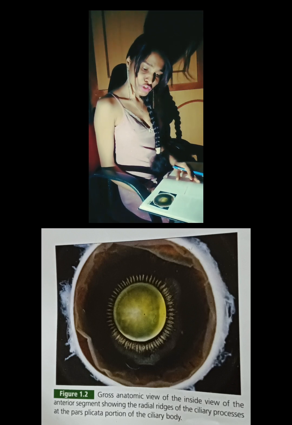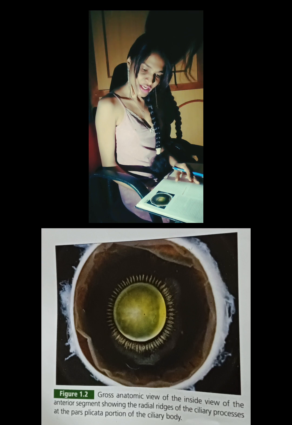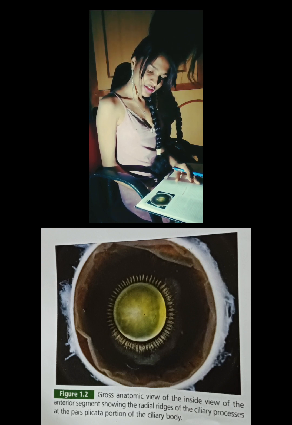Figure 1.2, gross anatomic view of the inside view of the anterior segment, showing the radial ridges of the ciliary processes at the pars plicata portion of the ciliary body.